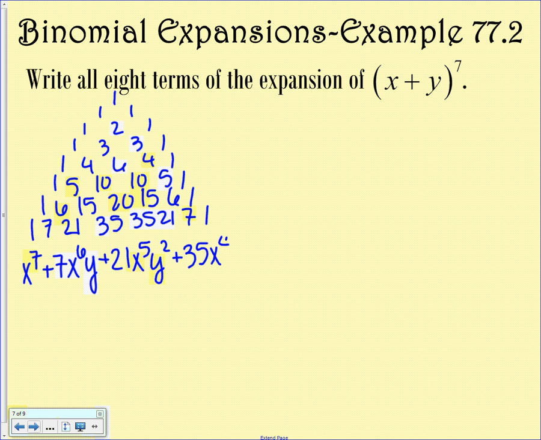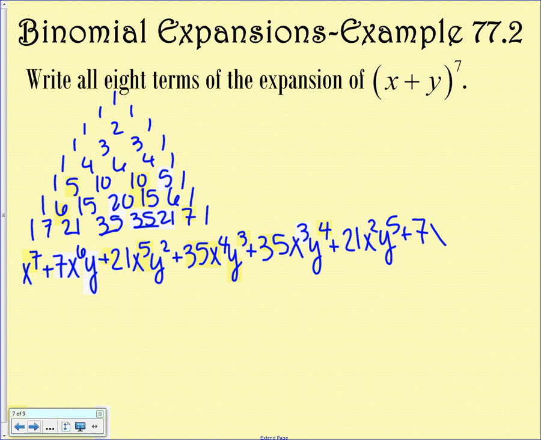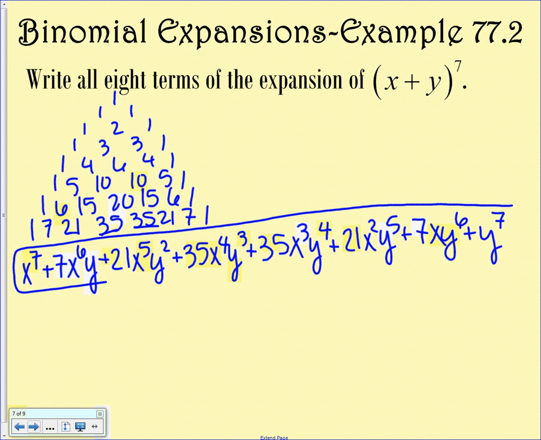35 x to the 4th y cubed. Another 35. We've got 2 35s here. So 35 x to the 3rd y to the 4th. 21 x squared y to the 5th. 7 x y to the 6th. And then 1 y to the 7th. And so that would be how you would use Pascal's triangle to actually expand it.